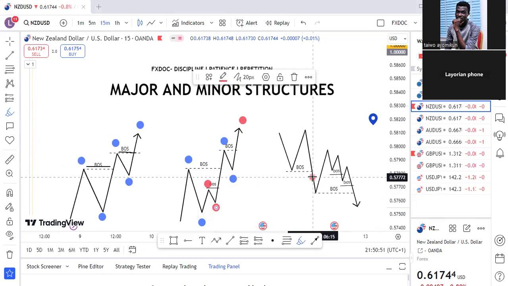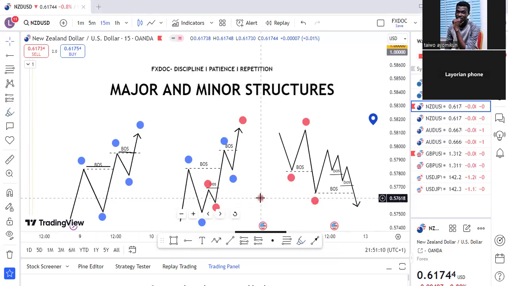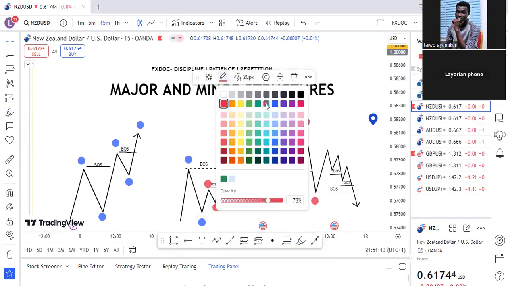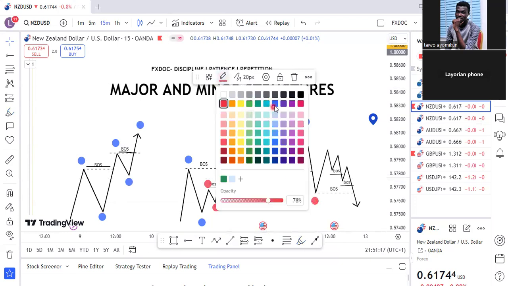Now let's check this third example. Now we have this as the major structure. So I'm going to take this as the major structure, this low here, this high here, a new low here. So I'm going to change all of this into blue to represent the major. So let's change the colors to blue for the major structure.